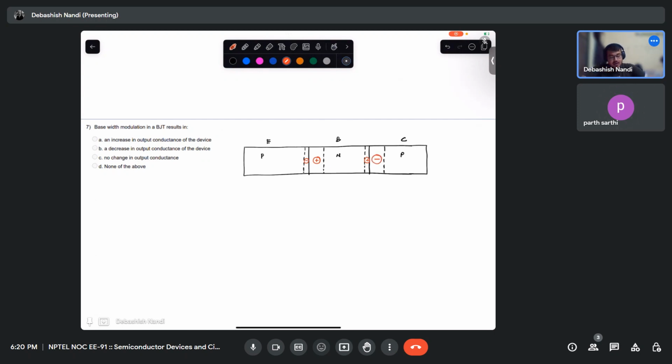Now let me call this width the metallurgical width. This is called WB dash, or WB metal, your metallurgical base width. And what is this called? This is called your WB, the electrical base width.